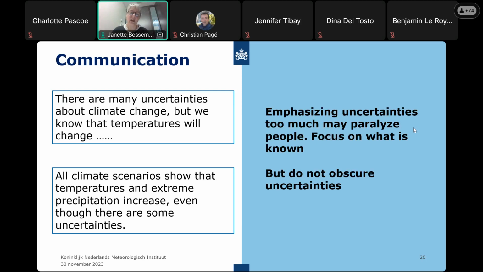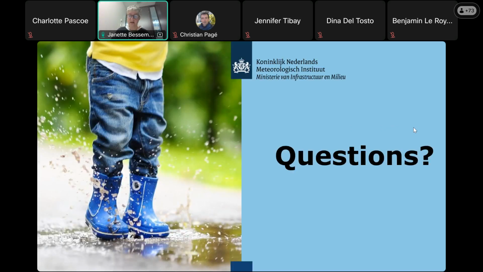We should, I think, not emphasize the uncertainties too much, because some people are more paralyzed by that. They think, well, it's too huge, the uncertainties, so I will wait until they know more about it. But if you phrase it in a different way, then people have the feeling that, well, they can manage that. On the other hand, we should not obscure the uncertainties, but only mention them when it's really relevant. Okay, that's it.